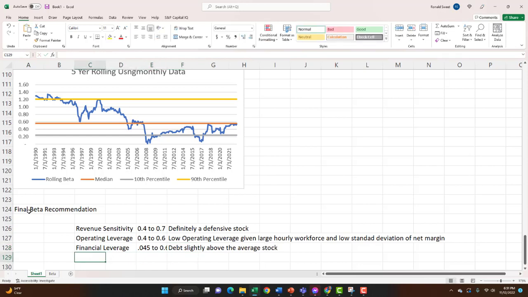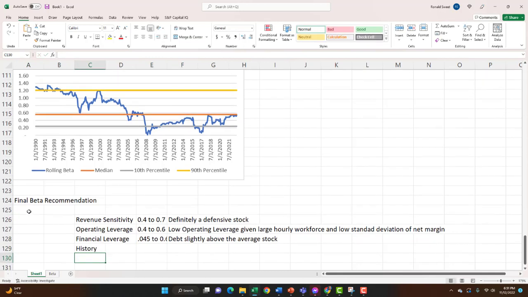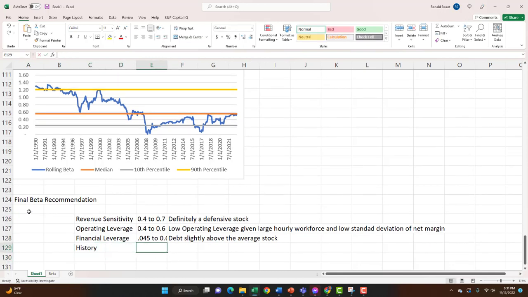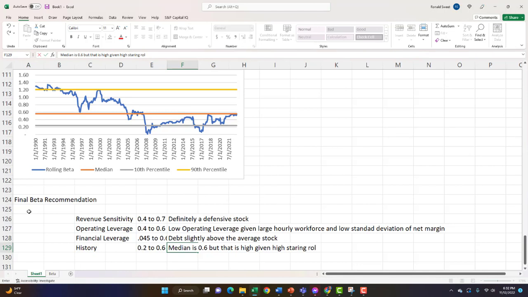And then history, that suggests 0.2 to 0.6. Median is 0.6, but that is high given high starting rolling betas. So 0.6 can be my upper end, even though on the graph 1.2 is the upper end, but that's because of that long history. So 0.6 definitely the high end, 0.2 the low end.